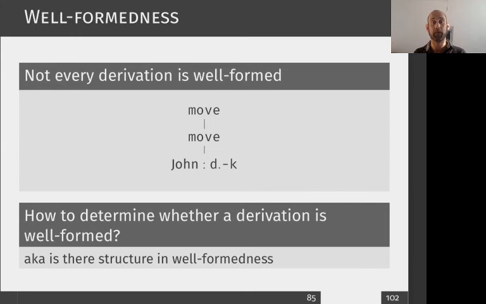Okay. So how do you determine if a derivation is well formed? Right? Is it just you try it out, and if it works, then it works, and if it doesn't, then it doesn't? Well, another way of asking this question is, is there structure to the notion of well-formedness? Is being a well-formed derivation a property that has a structure to it, or do we just have to determine it in an ad hoc way?